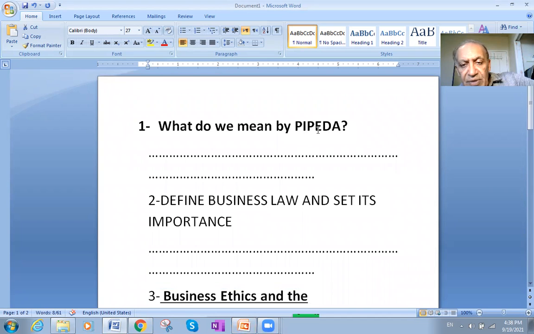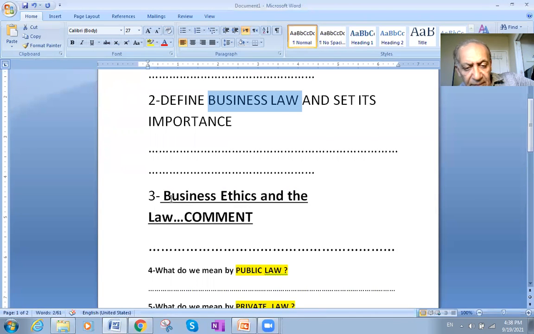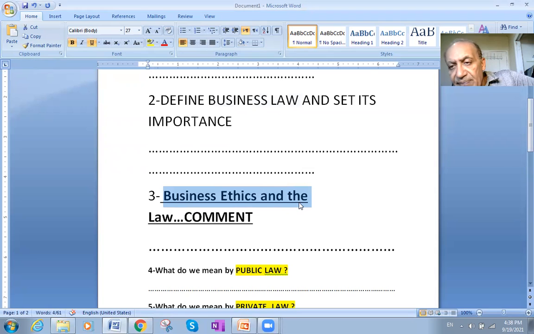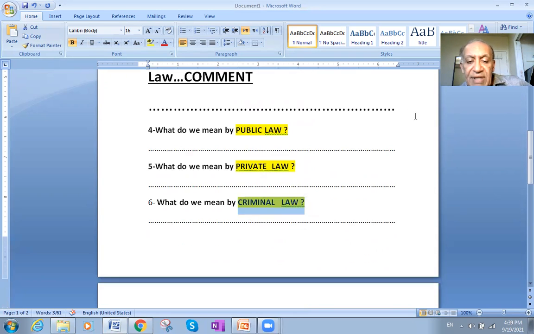But we learned today about the PPDA. We learn about the business law, the definition of the business law, and how it is applied. We learn that there is a relationship between the business ethics and the business law. The ethics and law, there is a relationship. We talk about the public law, we talk about the private law, we talk about criminal law, and we took some examples of each one of them. And we also talk about the administrative law, but we will focus on the administrative law in the next lecture. Thank you so much. So I will leave you to answer this question now.